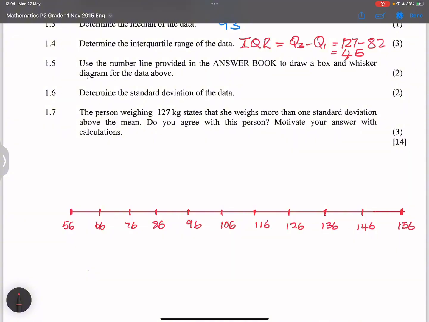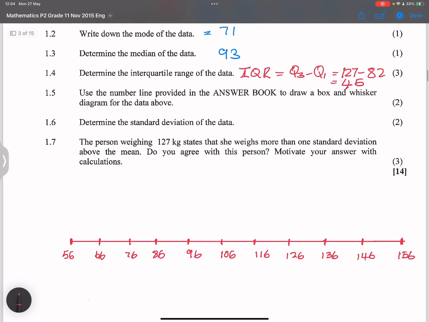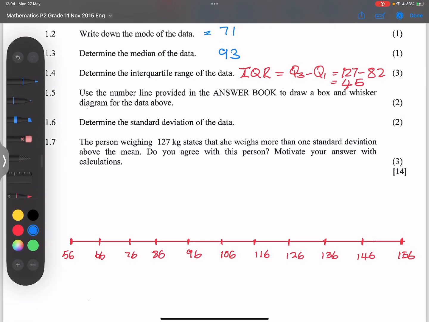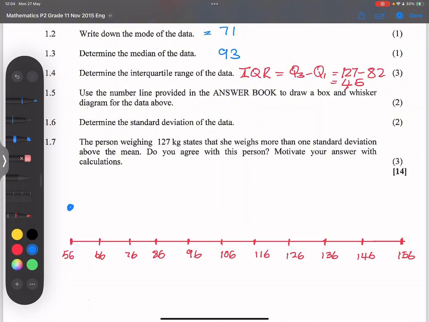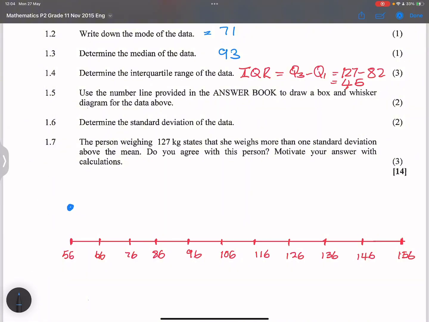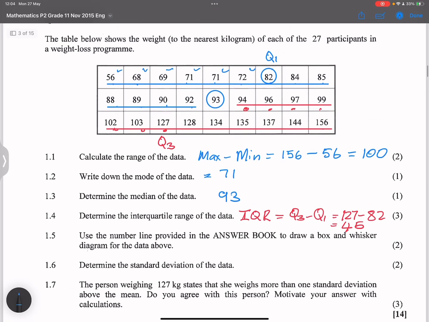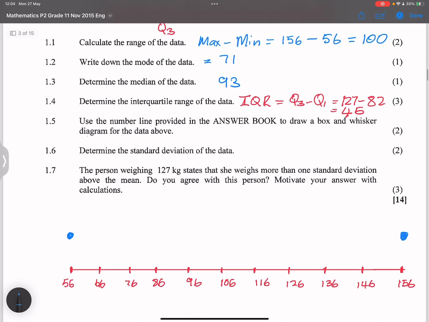Right, now ladies and gents, let's try and populate our data as much as possible. And I know I haven't really drawn it to an accurate scale. What you will try to do is actually follow a scale that is really user-friendly, right? Okay, so my minimum value in this case will be 56. So I'm going to plot that there on my number line, right? And my maximum value is at 156.